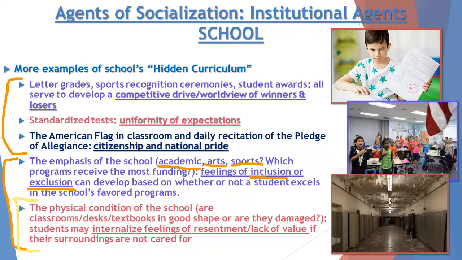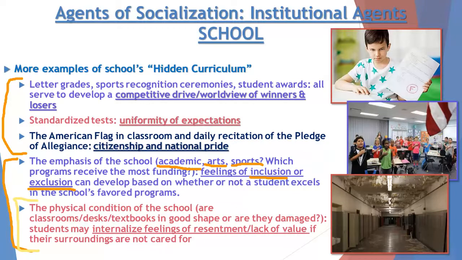Are the classrooms in disrepair? Or are they really nice and modern looking? Are the desks new, or do they have scribblings and gum on them from 50 years ago? Are the textbooks new, or were they published in 1983? Or are they in nice, good shape? Are they damaged? Are they missing pages? What does the school look like? What are the resources that students have? Those things can communicate things to students over time as well.